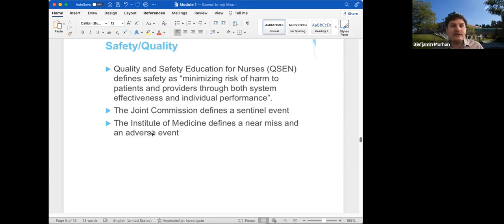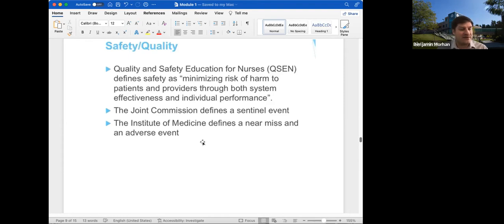All right. And then the Institute of Medicine defines a near miss and an adverse event. So a near miss is an error of commission that the registered nurse made, but there was no harm to the patient. So either the wrong drug was administered, but there was no reaction from the patient. So that is a near miss.